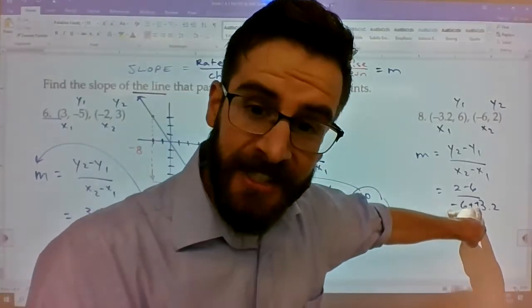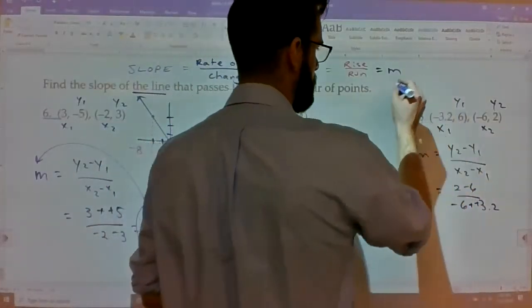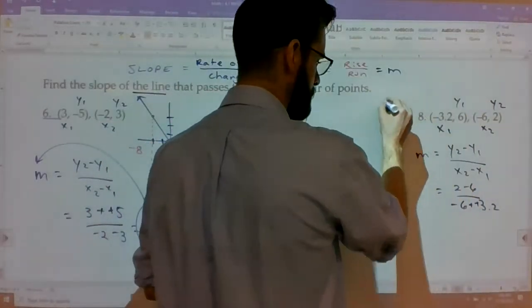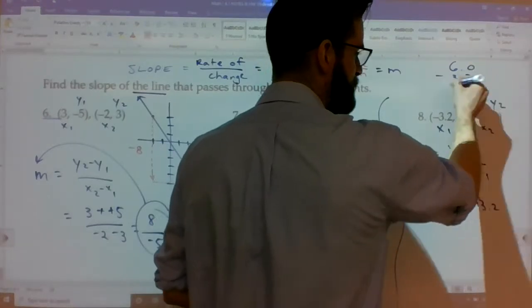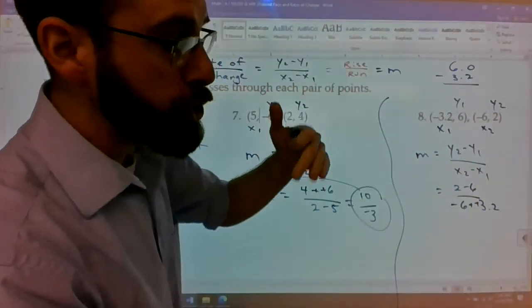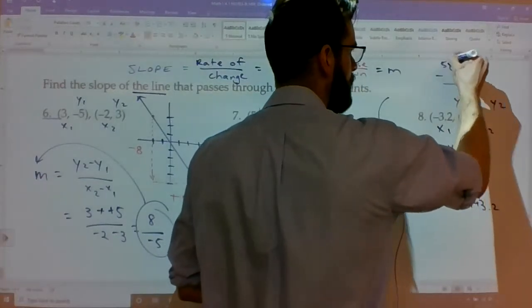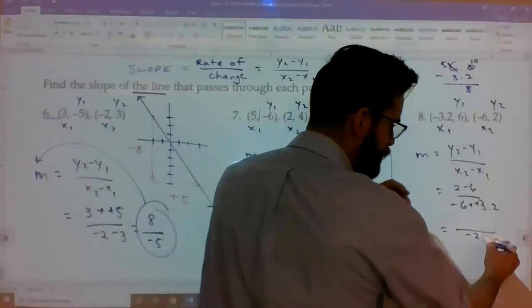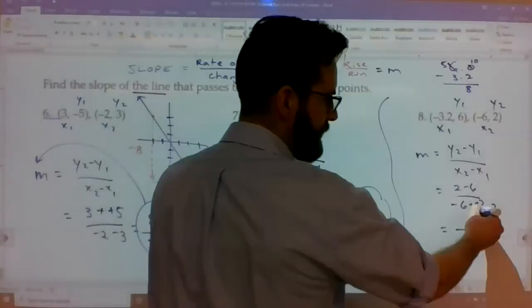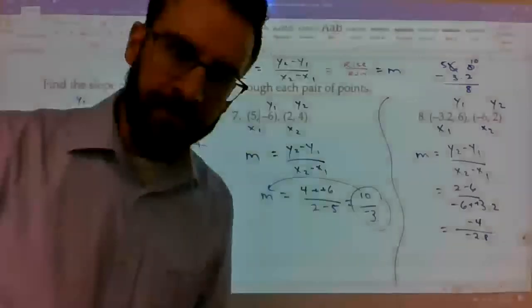Opposite signs subtract, so what's 6 minus 3.2? Well, make sure you make it 6.0. It's going to be 2.8. So bigger number is negative, so it's negative 2.8. On top, it's going to be negative 4. A negative divided by a negative yields a positive number.